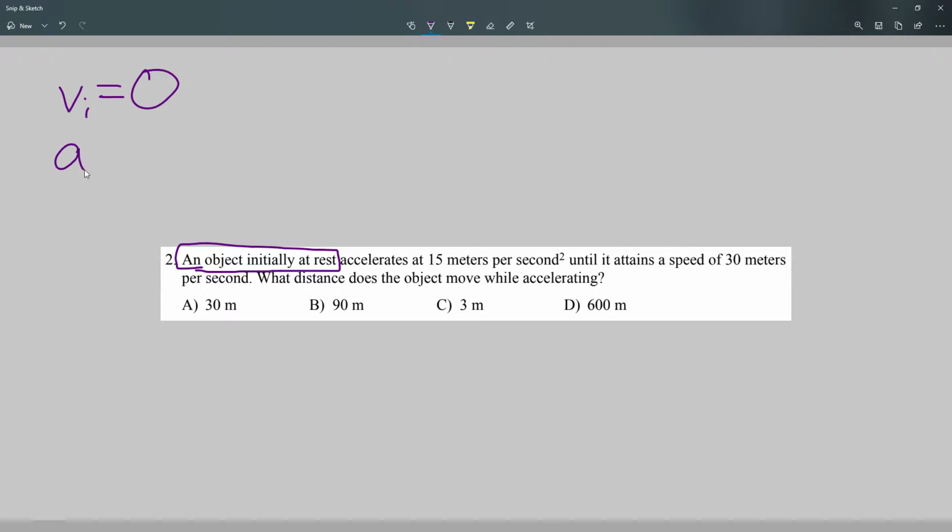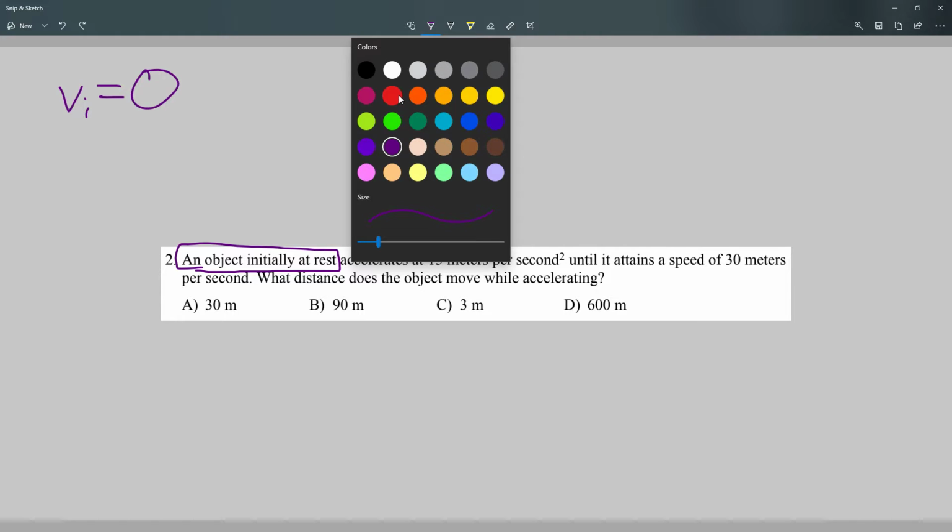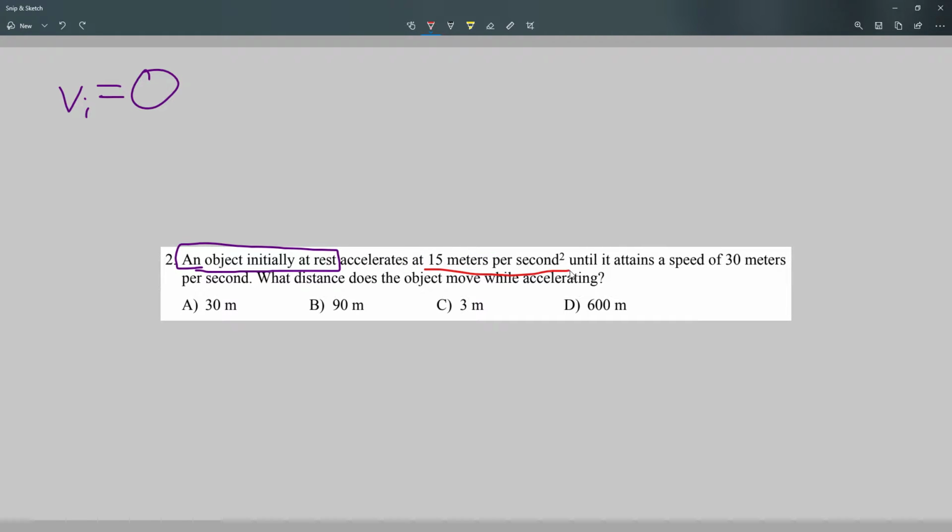We accelerate at 15 meters per second squared. Well, how do I know? Let me use a different color, right? Let me clarify what this is. So 15 meters per second squared, it accelerates at this number. So accelerates at 15 meters per second squared.